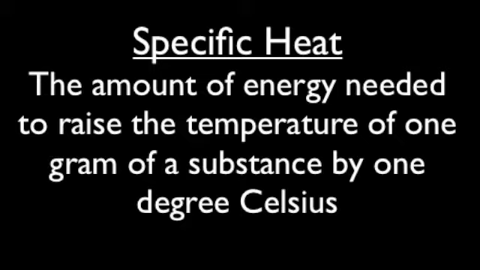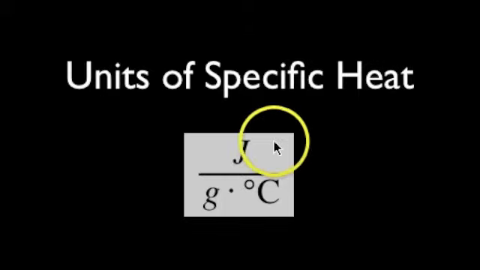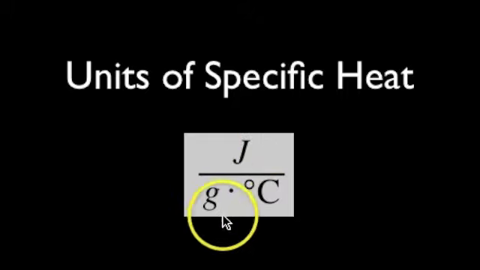by 1 degree Celsius. The units for this look very complicated, but in fact can really help you understand what all of this means. So the units of specific heat are joules per gram degree Celsius. So again, that's joules per gram degree Celsius. And let's look at a certain example of this to help us understand what it means.